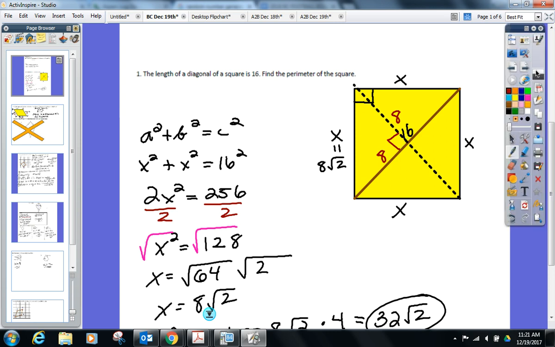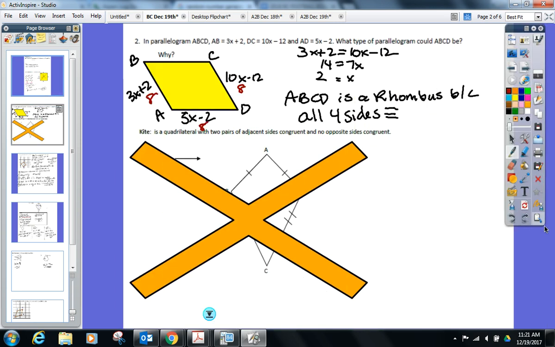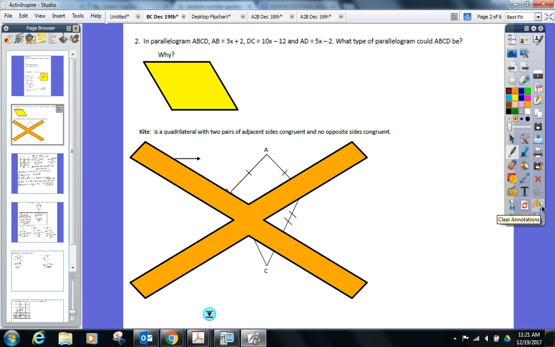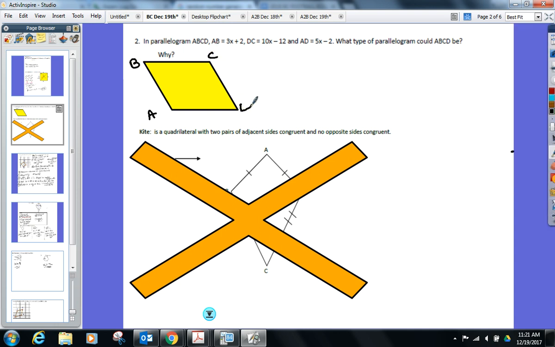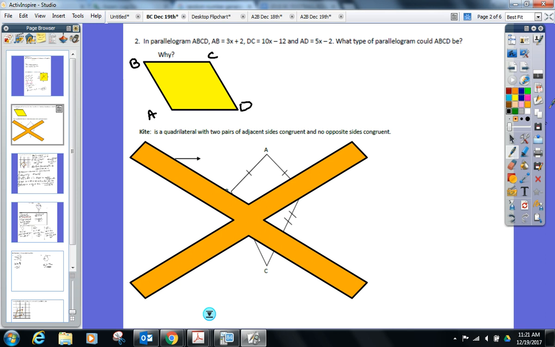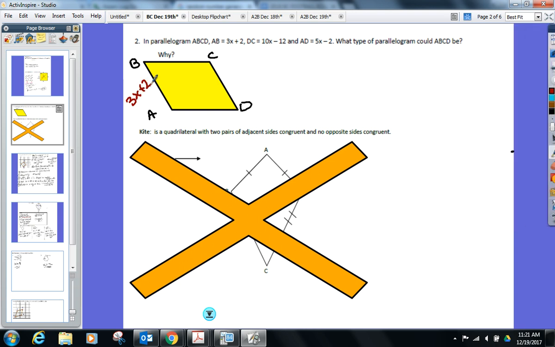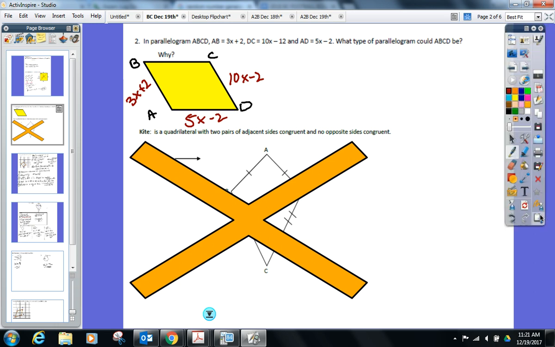Questions? All right, let's get it moving here because we got quite a bit to do. Okay, parallelogram ABCD. Let's get that drawn now. ABCD, clockwise or counterclockwise, remember, not diagonally when you label it with your vertices. AB is 3x plus 2. DC is 10x minus 2. And AD is 5x minus 2. 10x minus 12.